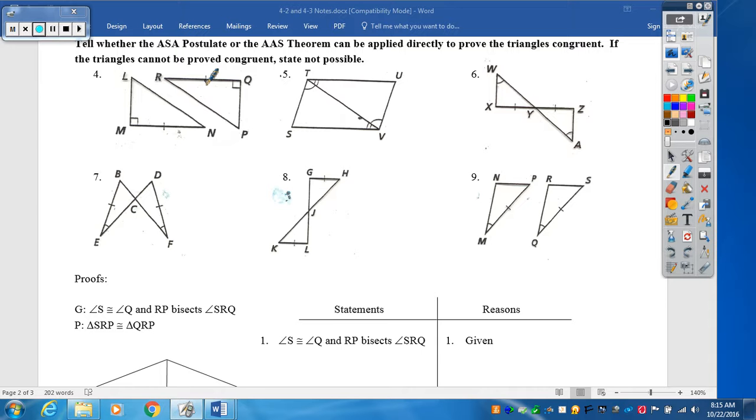For number 5, I'm probably going to mark down that this segment here, which is shared between the two triangles, has to be congruent to itself. So TV is congruent to TV. Again, this is one of those things that you need to recognize in all proofs. If a side is shared, it is congruent to itself by the reflexive property. Now the question is, do we have congruent triangles? And I think you see that we do. By what reason? It's going to be angle, side, angle, because it's the side between those two congruent angles.